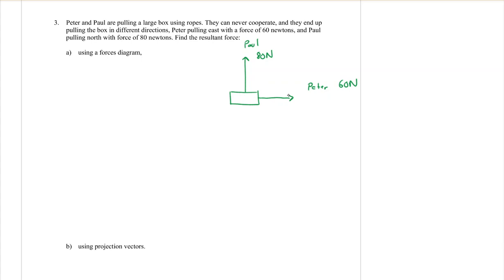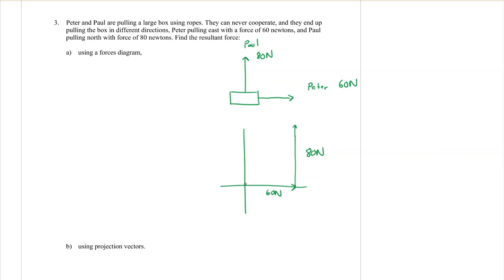So we want to find the resultant force, which means before I start, it is probably better if I redraw my diagram. My 60 newtons east, I'm going to put that back here. So that's going to be 60 newtons. And Paul is pulling north, but I'm going to move his vector over here so that they can be tail to tip, like that. Make sure it's longer. Okay, there we go. 80 newtons for Paul.